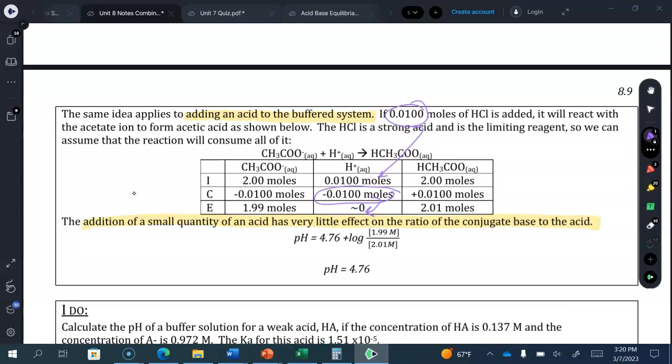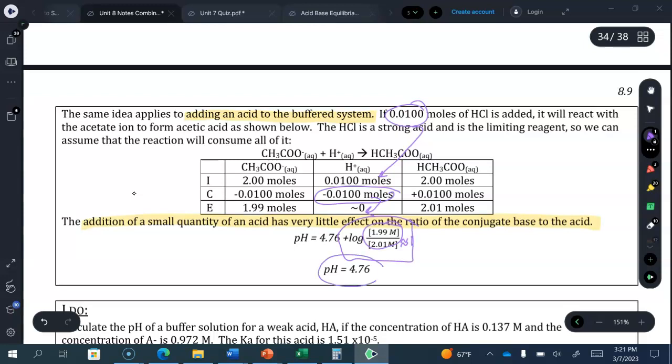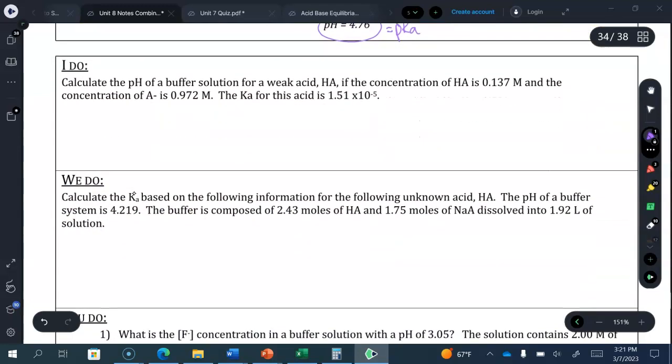We see that the addition of a small quantity of an acid to the buffer system has very little effect on the ratio of the conjugate base to the acid. And so this is still roughly equal to 1. So this whole term drops out. And so pH is still approximately equal to the pKa. So it does not change very much, if at all.